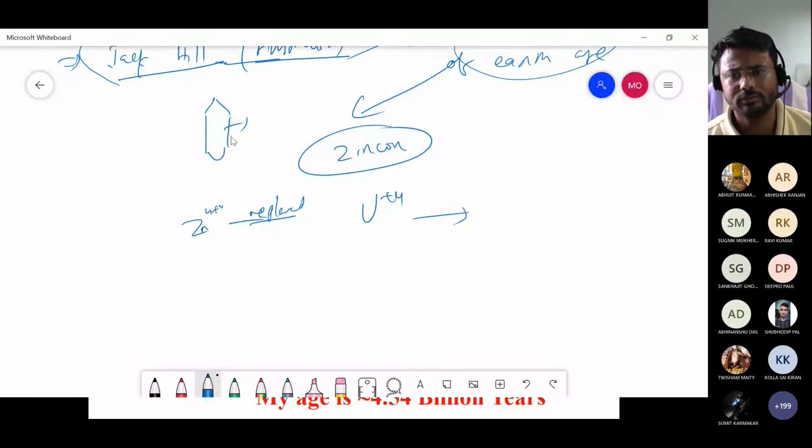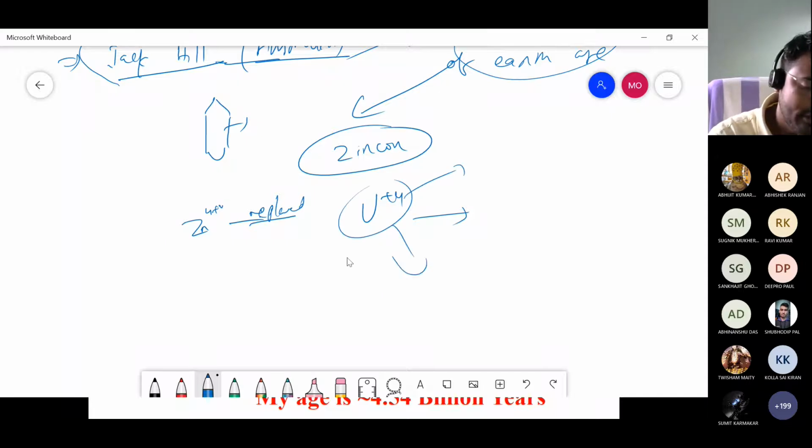Yes? Now consider that the mineral has precipitated. That means it is separated from the melt. So immediately when it is separated from the melt, just because this is radioactive, it will start disintegrating. Yes? It will start producing lead.